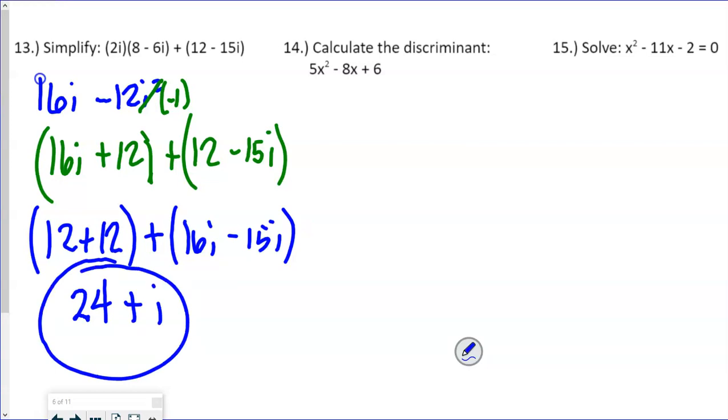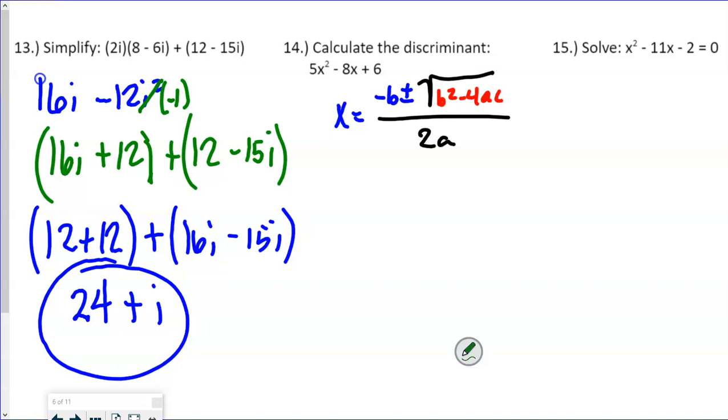Now, the next one says calculate the discriminant. So this is what I need to point out to y'all. When we're doing the quadratic formula, we get negative b plus or minus the square root of what? The b squared minus 4ac. That's our discriminant right there, y'all. All over 2a. Okay, so our discriminant is what's in red. So we're going to do the b squared minus 4ac to determine the discriminant.